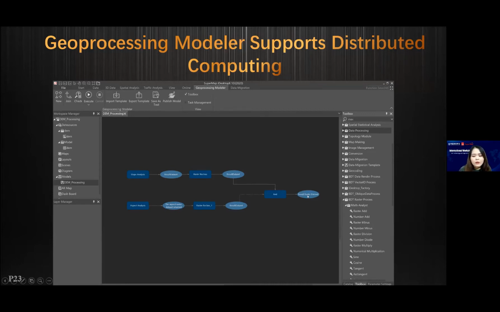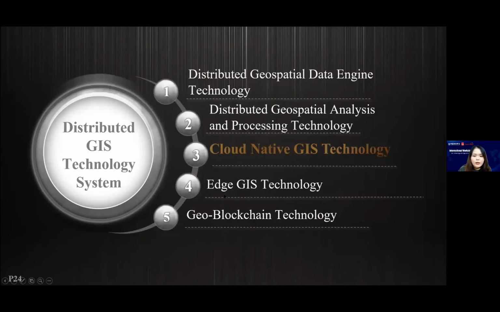So now it seems that we have much more powerful GIS software, but here's one problem: stability. It's a system stability question. Can we keep the system stable as always? Now we have to use cloud-native GIS technology to keep the GIS software stable and always high performing.